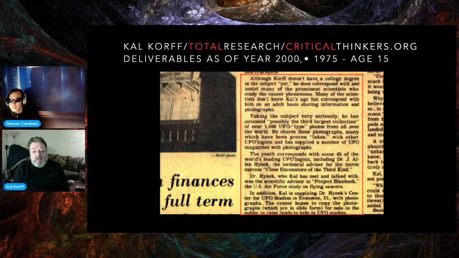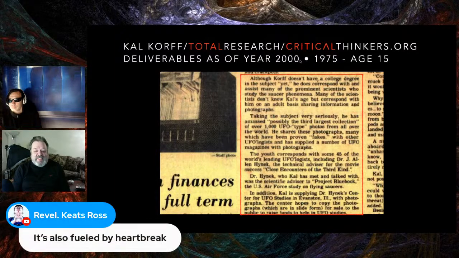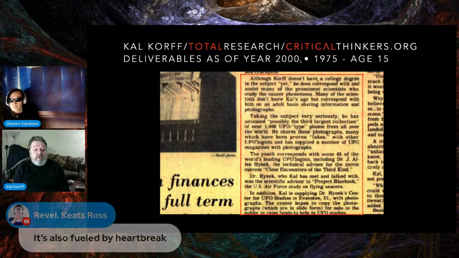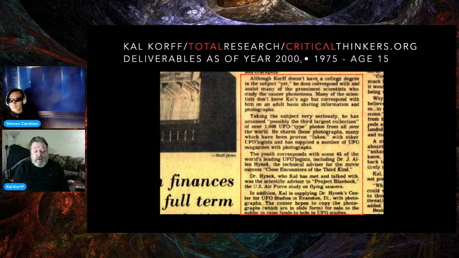He does correspond with and assist many of the prominent scientists who study the saucer phenomenon. Many of the scientists don't know Kal's age, but correspond with him on an adult basis, sharing information and photographs. That's true. They didn't know I was a kid. They thought I was whomever, and they'd share with me all kinds of stuff. They were later shocked I was a kid. So I would hide my age. In fact, I have a letter from Stanton. It's funny. He says, the secret of your age is safe with me, because I swore him to secrecy.